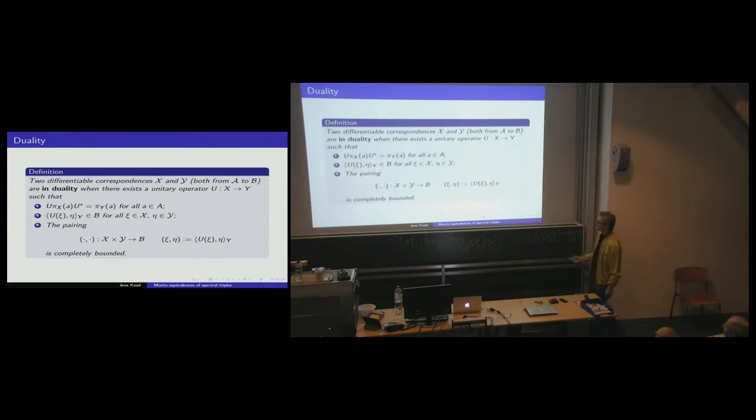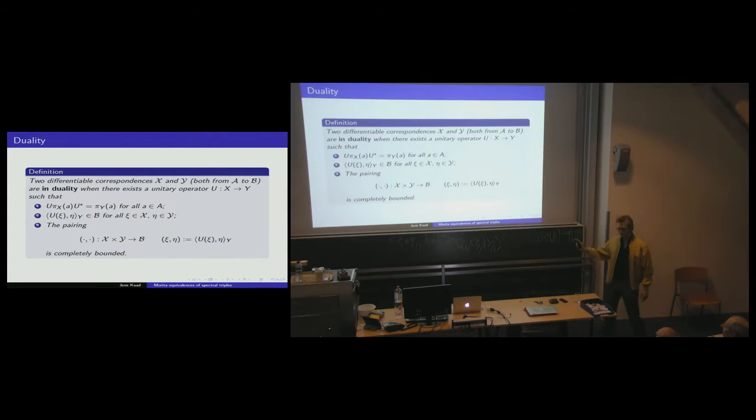And this pairing has to be completely bounded. So it extends to a pairing on n by n matrices. For all of them, there has to be a uniform bound in the Cauchy-Schwarz inequality. So there's a constant in the Cauchy-Schwarz inequality here, but there's a uniform bound on this constant. So it's not just completely contractive.